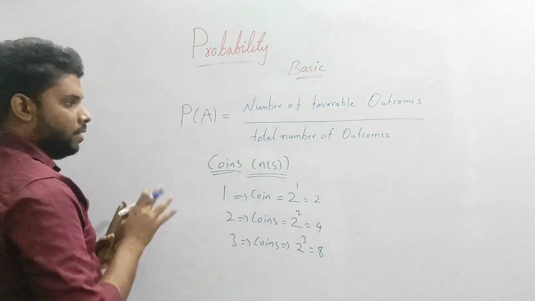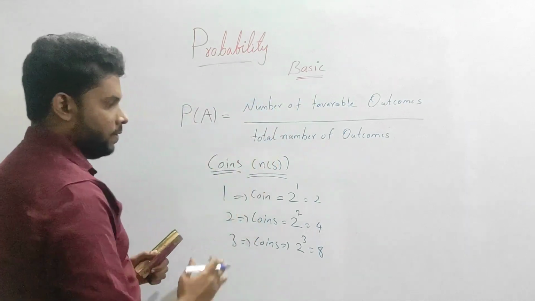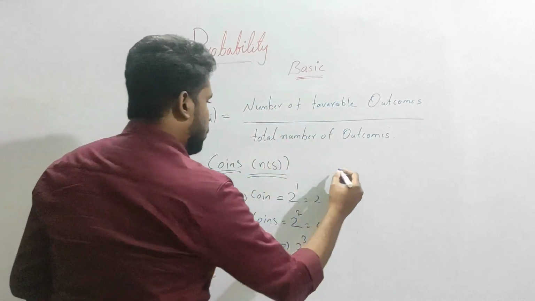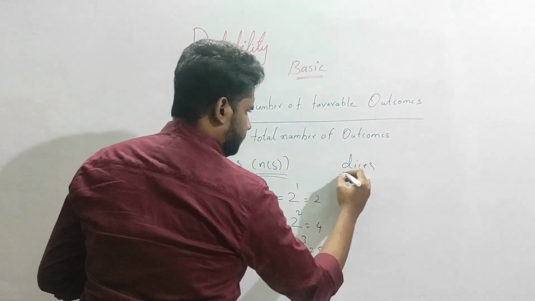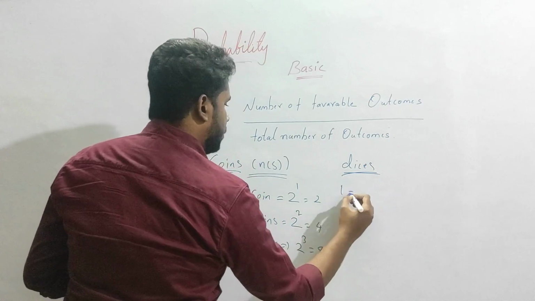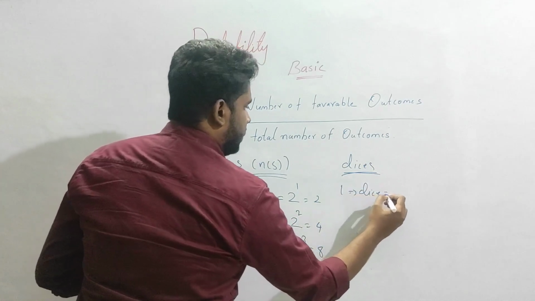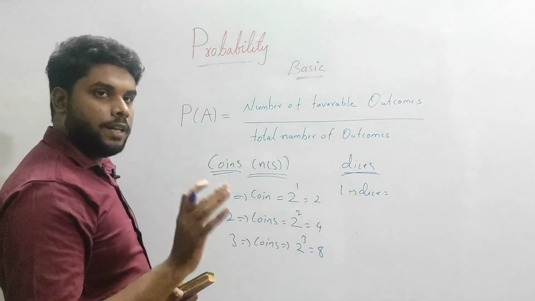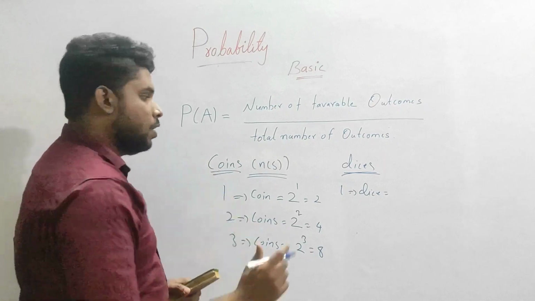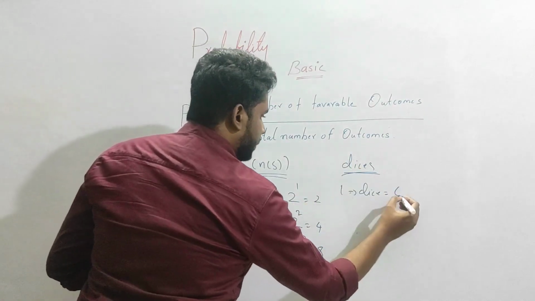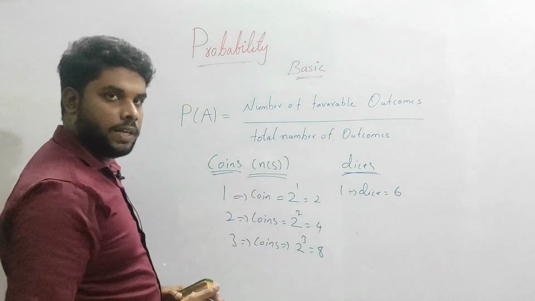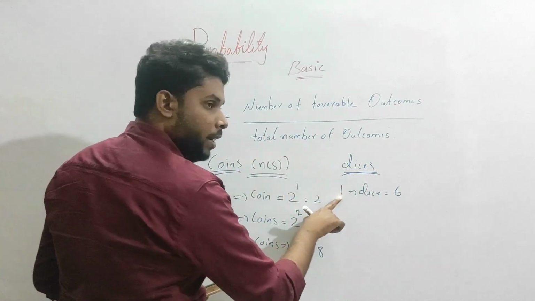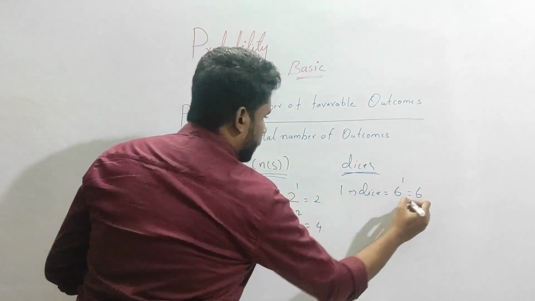Okay. Now let's understand how we will find n(S) in dice problems. For example, if one dice is rolled, in one dice we know there are 6 numbers, 1 to 6. So 6 possibilities, 6 outcomes are there. How many dice am I rolling? 1. So 6 raised to 1, which equals 6.